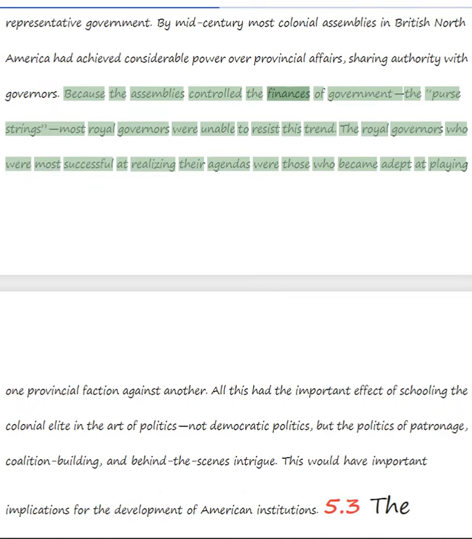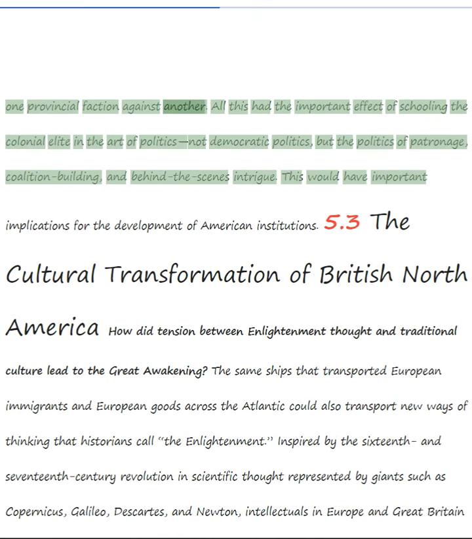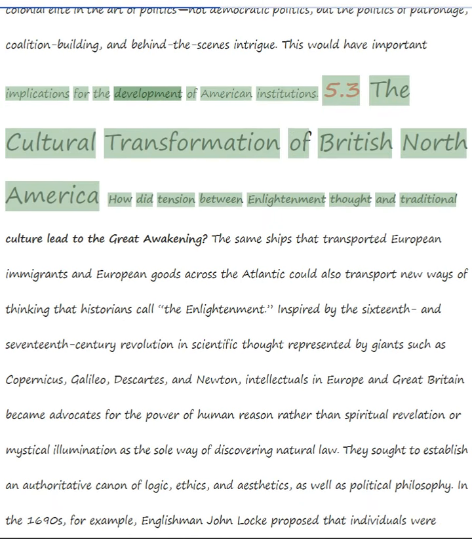Because the assemblies controlled the finances of government, the purse strings, most royal governors were unable to resist this trend. The royal governors who were most successful at realizing their agendas were those who became adept at playing one provincial faction against another. All this had the important effect of schooling the colonial elite in the art of politics, not democratic politics, but the politics of patronage, coalition building, and behind-the-scenes intrigue. This would have important implications for the development of American institutions.